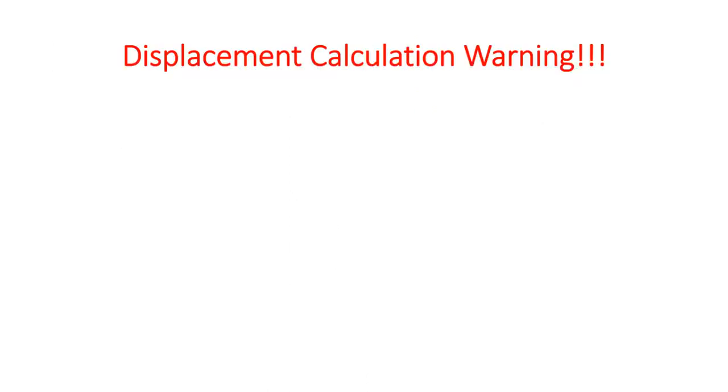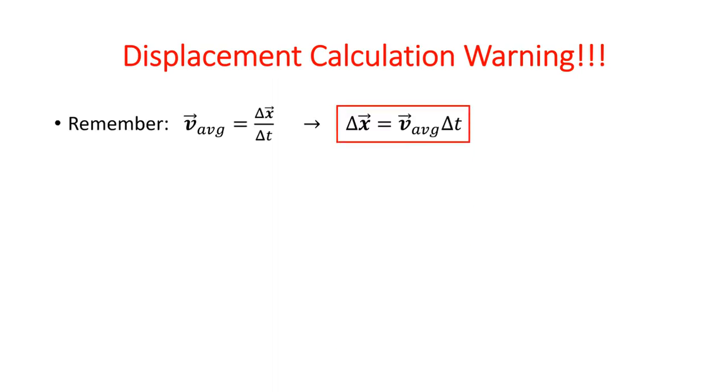Okay, next up, I just have a quick warning. It's about calculating this displacement. So it turns out that, we learn that the average velocity is equal to displacement over change in time. And this is always true.